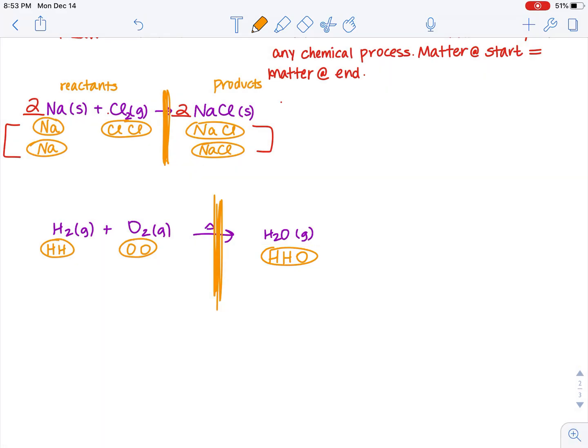Once my bubbles are locked, now I deal with looking at 1 atom at a time. The first atom from the left is hydrogen. There are 2 on the reactant side and 2 on the product side. That's balanced. Bravo. Move to the next element. The next element is oxygen. There are 2 atoms on the reactant side, 1 atom on the product side. That is not balanced. The product side needs more oxygen atoms.